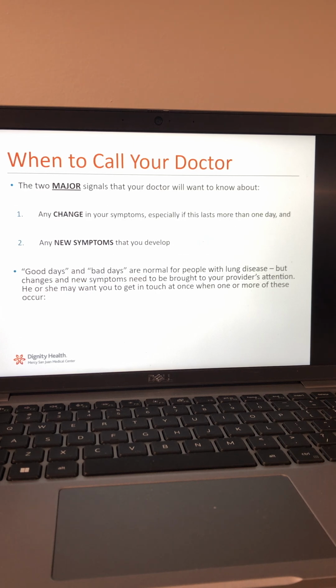The 2 major signals that your doctor will want to know about: any changes in your symptoms, especially if it lasts more than 1 day, and any new symptoms that you develop. So 2 symptoms, 2 days, you're calling. It's normal to have good and bad days, but changes in new symptoms need to be brought to your provider's attention. He or she may want you to get in touch at once when 1 or more of these occur.